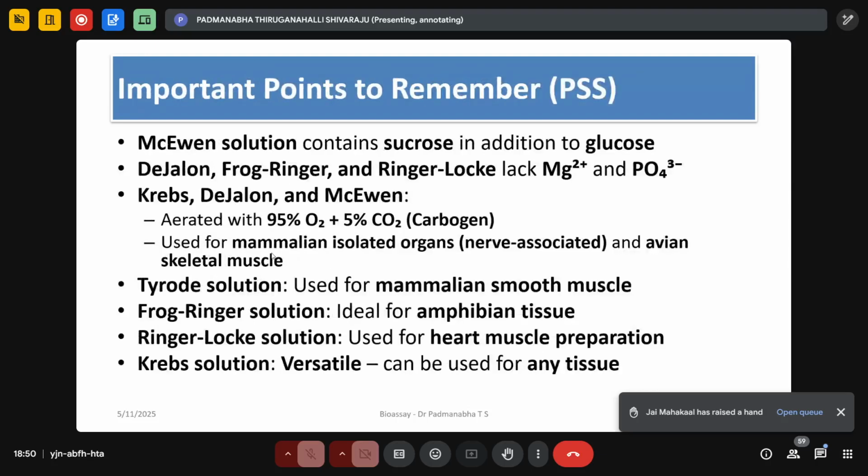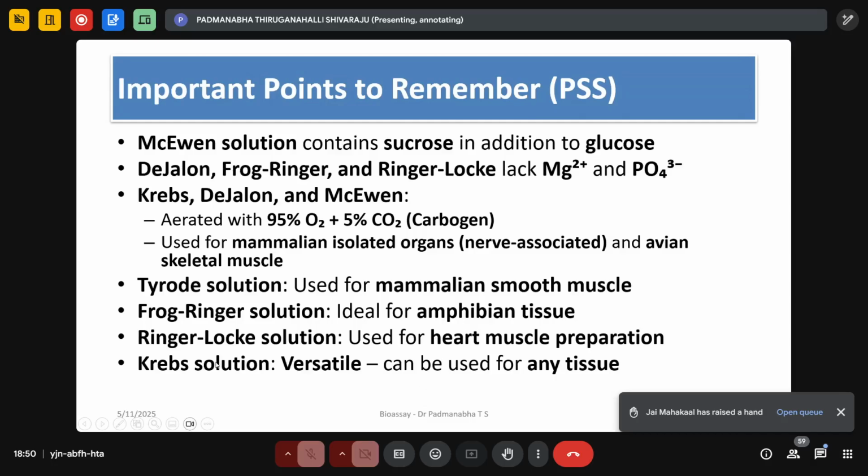And these are the important points with respect to some of the individual physiological salt solutions. As we discussed, Tyrode solution is used for mammalian smooth muscle. Frog Ringer solution is ideal for amphibian tissues. Ringer-Locke solution is used for heart muscle preparation. Krebs solution is commonly used. It can be used for any of the tissues.